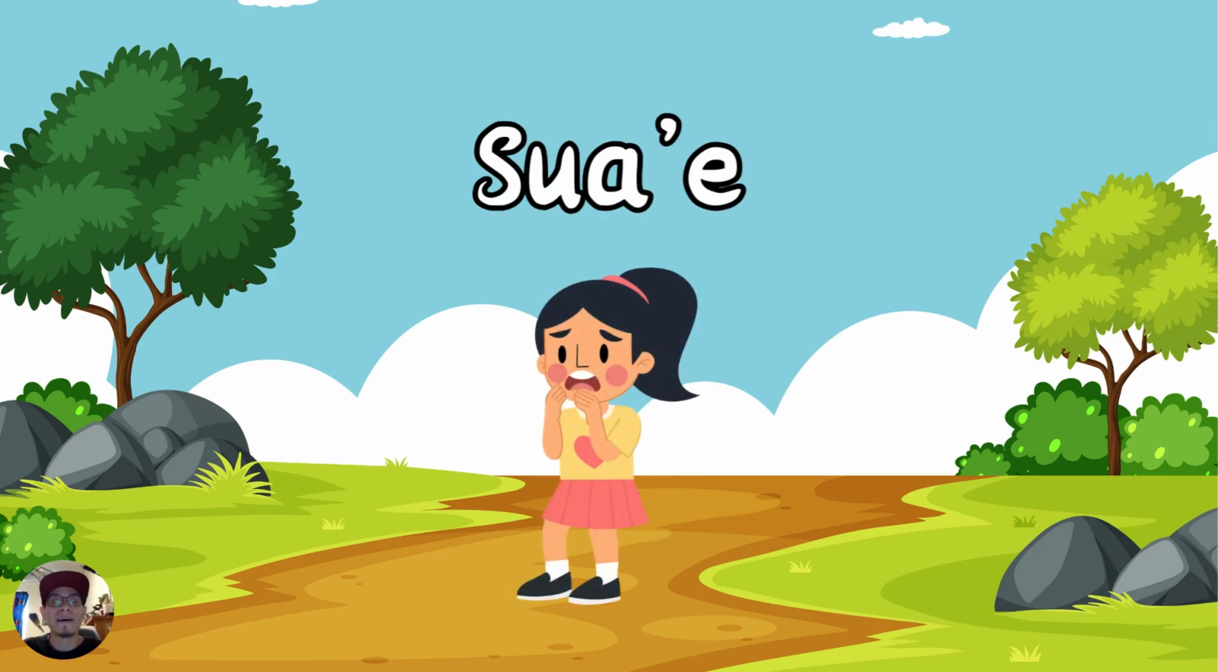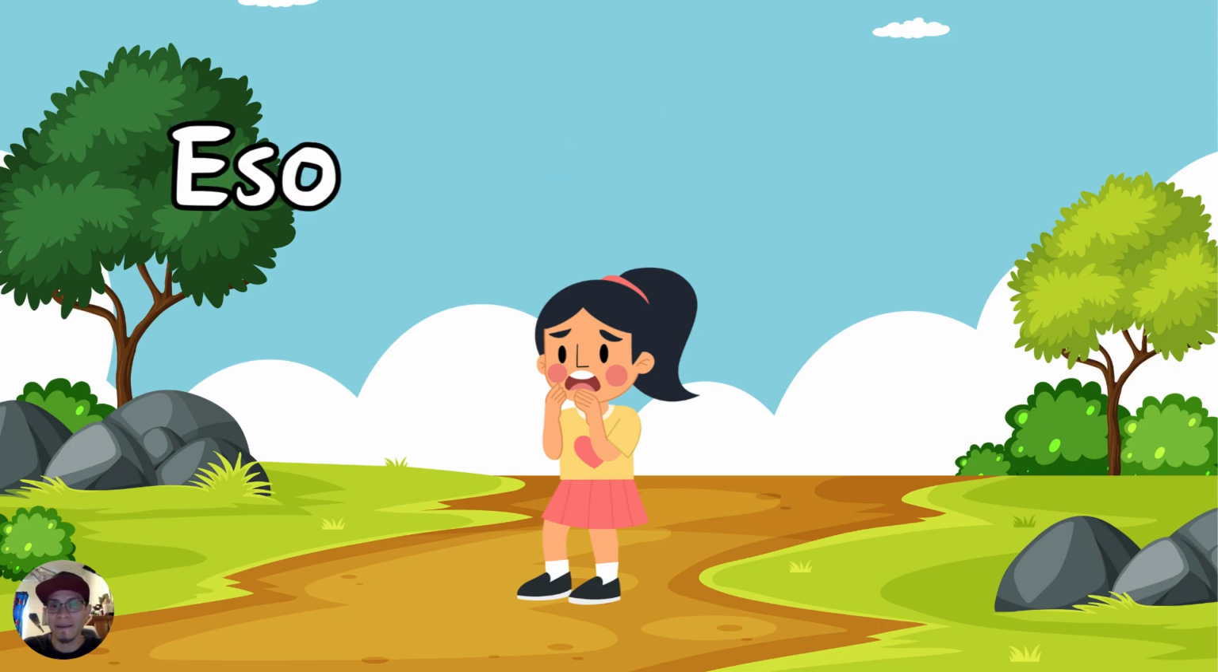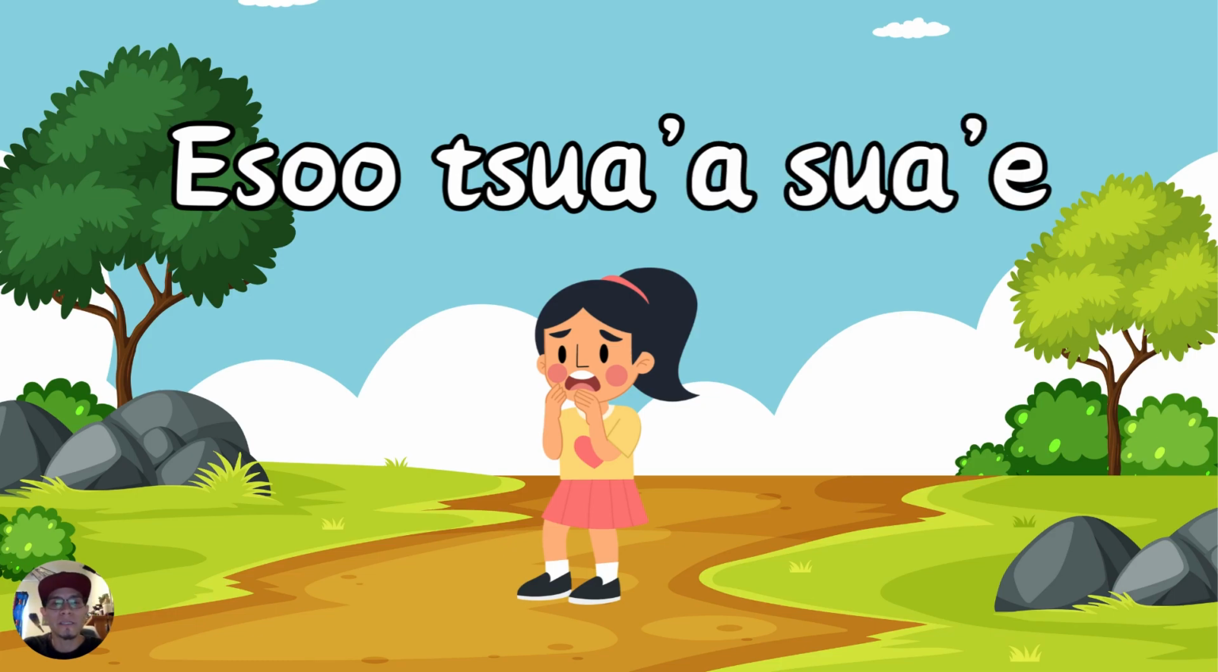Another word we learned was afraid or scared. Suai. Scared. By now you should already know how to say she is scared, right? You just add usu in front of it. Usu suai. She is scared. A little bit of a tongue twister if you want to say this girl is scared. You would say ishu tsa suai.